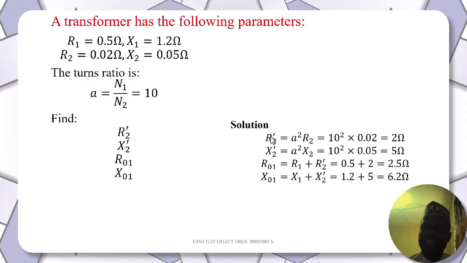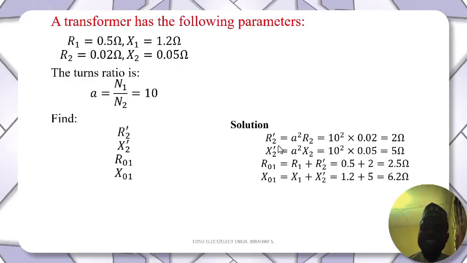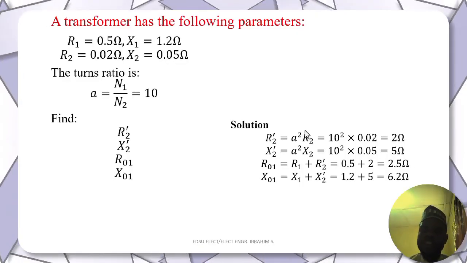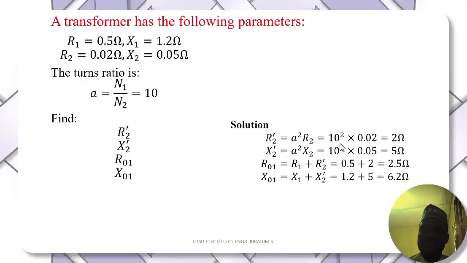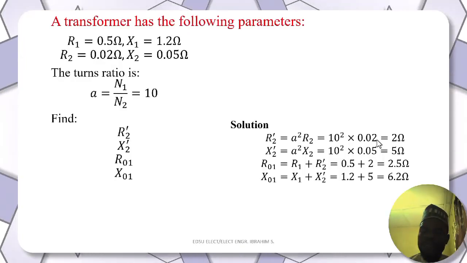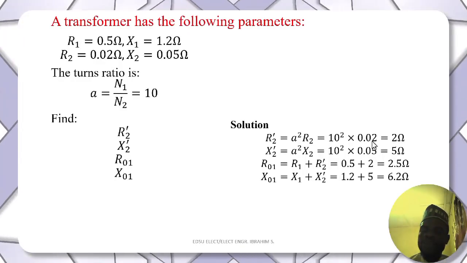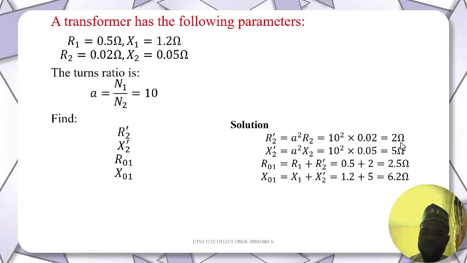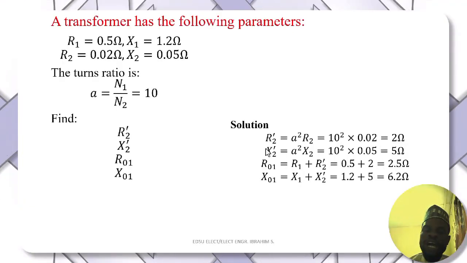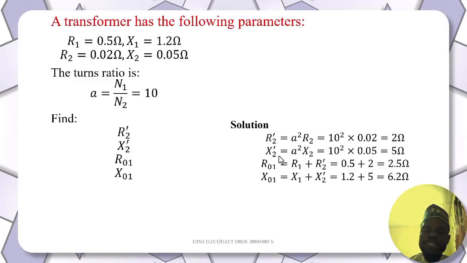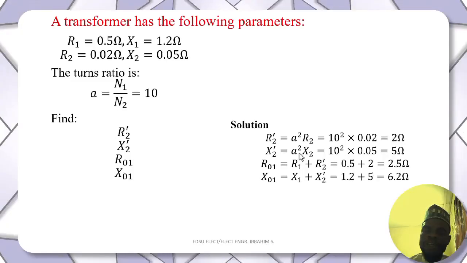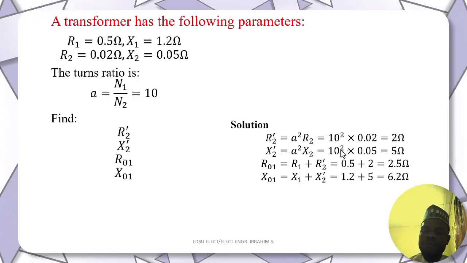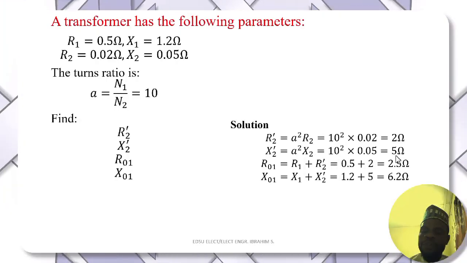Now in solving that, our secondary resistance referred to the primary is our turns ratio squared multiplied by our secondary resistance. Our turns ratio is 10 squared, multiplied by our secondary resistance, which is 0.02. Multiplying them, 100 multiplied by 0.02 gives 2 ohms. Then our secondary reactance referred to the primary is our turns ratio squared multiplied by X2. So we have 100 multiplied by 0.05, which is 5 ohms.